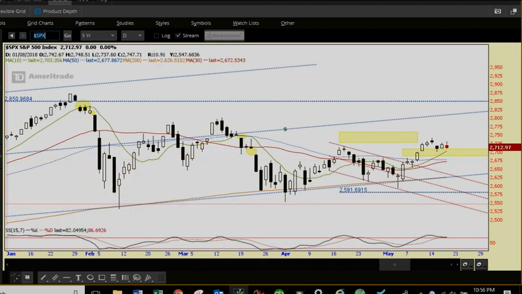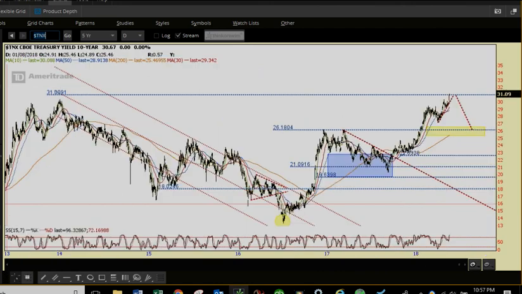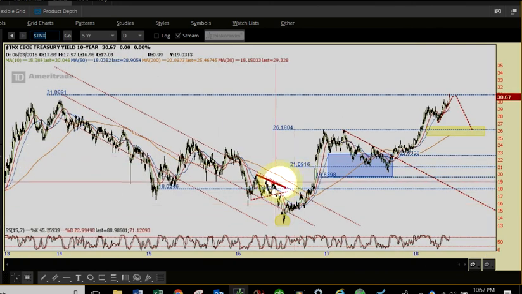All right, let's look at the bond market. The bond market is also at a very critical juncture, and I just want to focus on the 10-year right now.